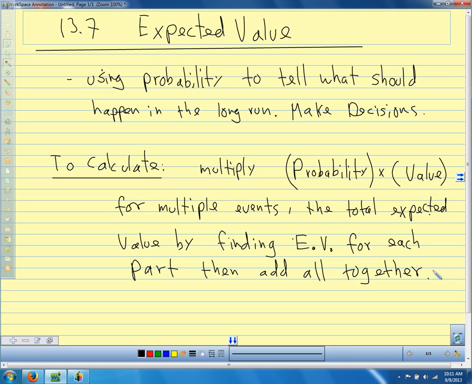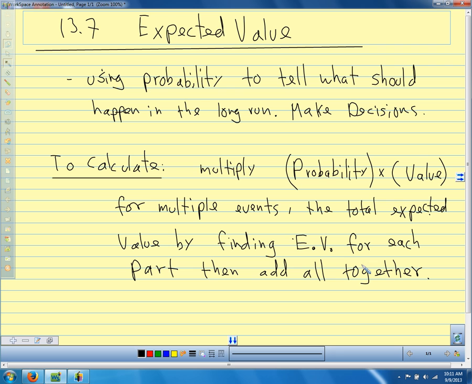So we have some kind of value, a prize, money, whatever. We multiply the value times the probability of that thing happening, and that's the expected value for that thing. If there's several things that can happen, we find the expected value for each piece, and then we find the total expected value by adding together. So let's take a look at a couple of examples.